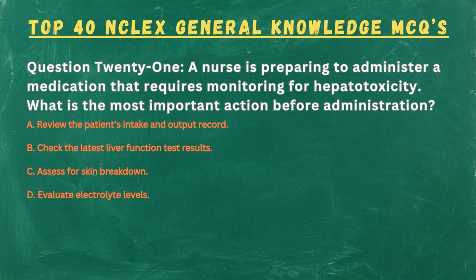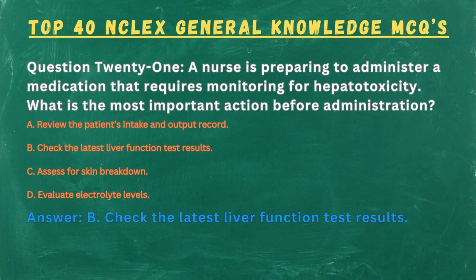Question 21. A nurse is preparing to administer a medication that requires monitoring for hepatotoxicity. What is the most important action before administration? A. Review the patient's intake and output record. B. Check the latest liver function test results. C. Assess for skin breakdown. D. Evaluate electrolyte levels. Answer: B. Check the latest liver function test results.